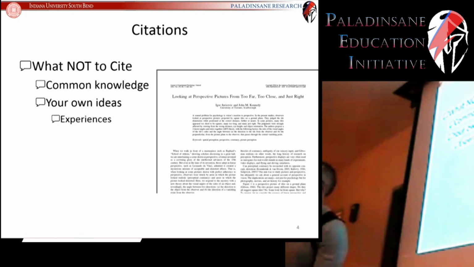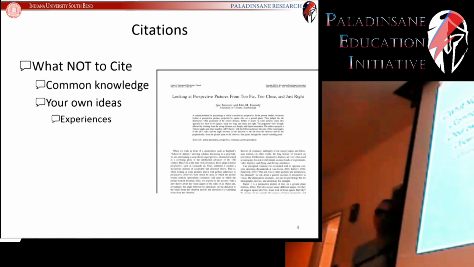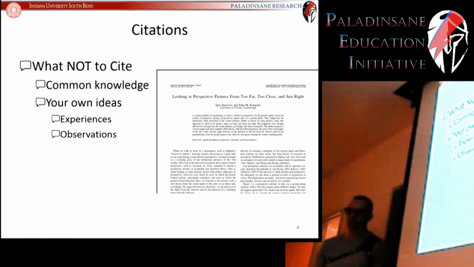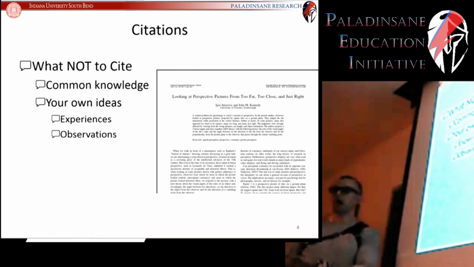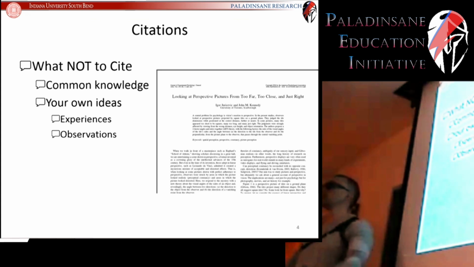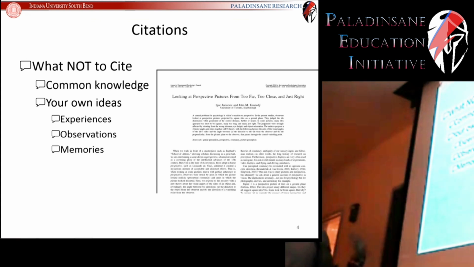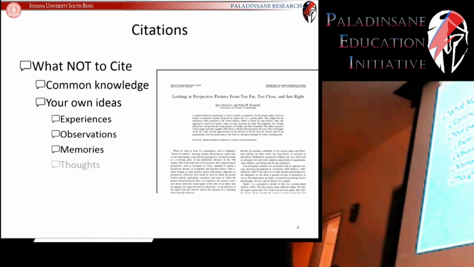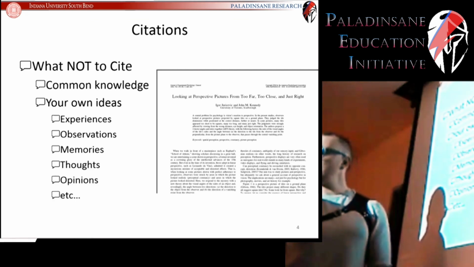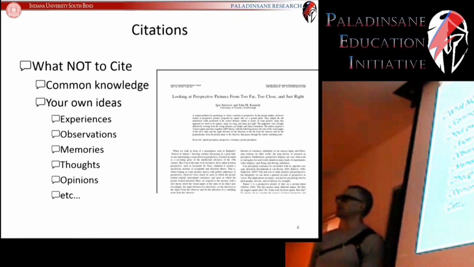If you talk about your own experiences, you don't need a citation for that. If you talk about your own observations, if you say something like, I have noticed in our world today that oftentimes people do this, that's your own observation, so you don't need to cite it either. Your own memories, your own thoughts, your own opinions, your own conclusions, anything that you come up with on your own that is your own work, you don't need a citation for.